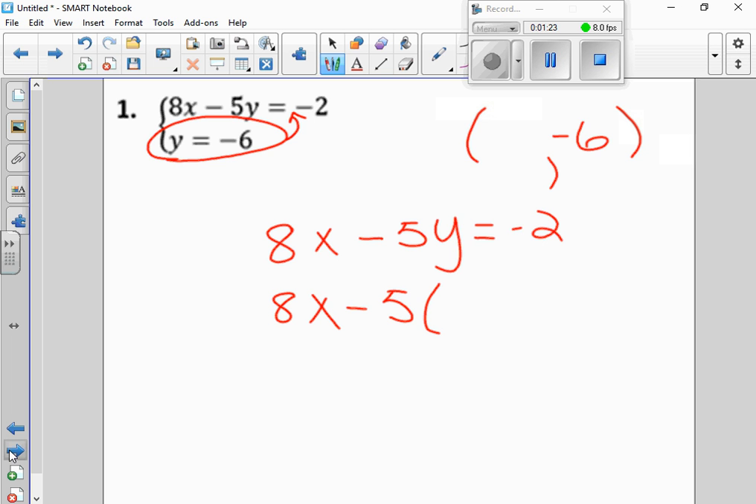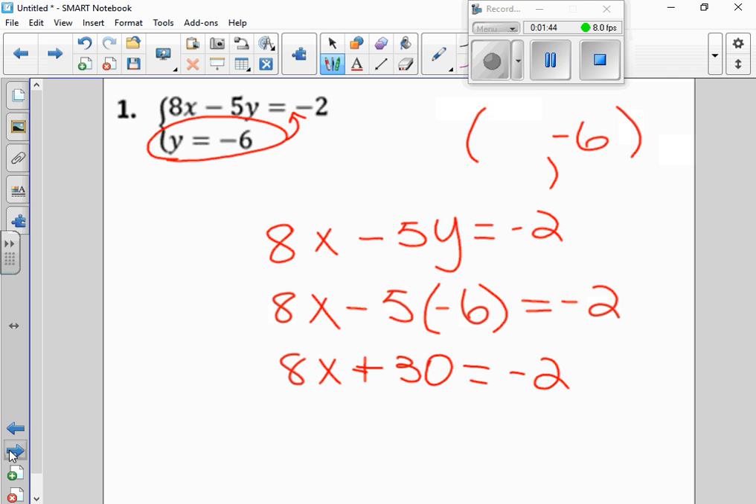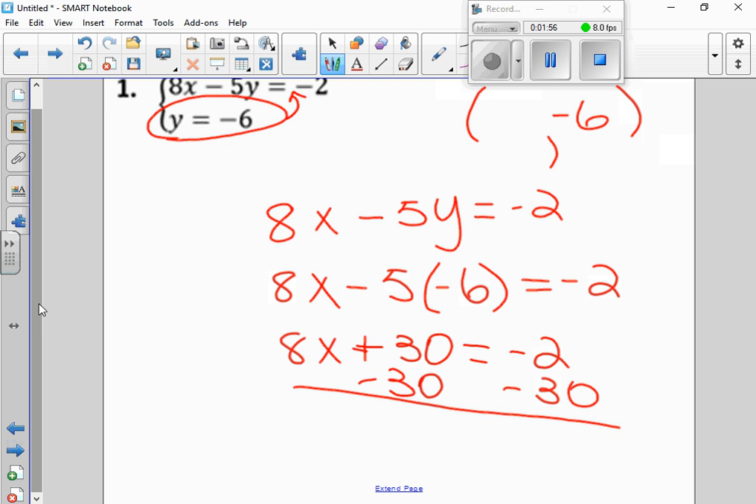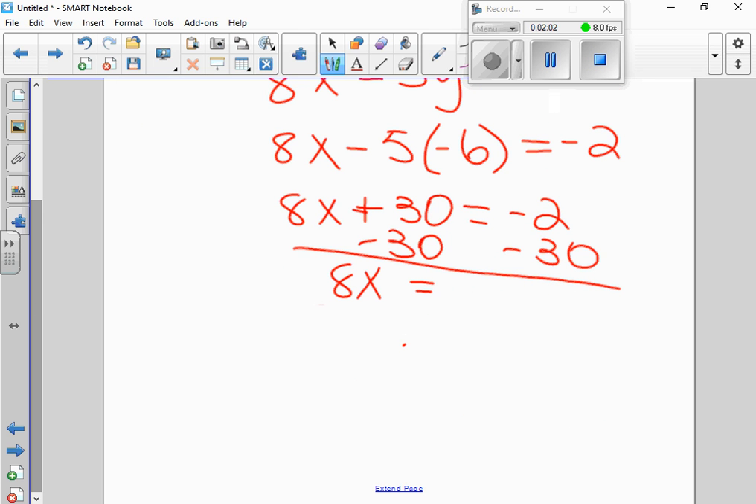Don't forget when you're plugging it in, always plug it in with parentheses around your numbers, especially if it's negative. So, simple multiplication right there. -5 times -6 gives me a positive 30. Now we have a two-step equation. By now we know how to do two steps. We get rid of the 30 by doing the inverse. Subtract 30 on both sides. Now your 8x drops down, equals -2 minus 30, which gives me a -32.